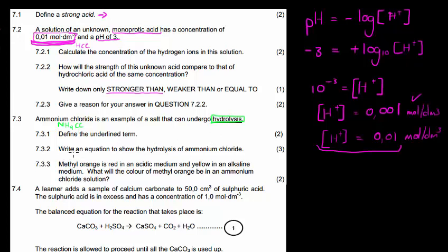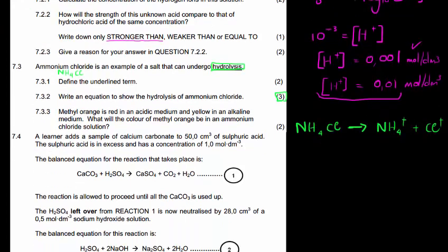Okay, now we have to write the equation. So we will have NH4Cl just dissociates in water to NH4 plus and Cl minus. Make sense? Okay, it's 3 marks. I don't know if I did all of that. Okay, but that is the dissociation equation.